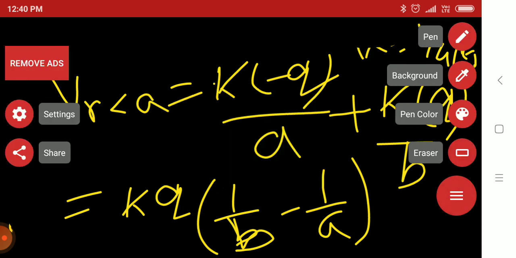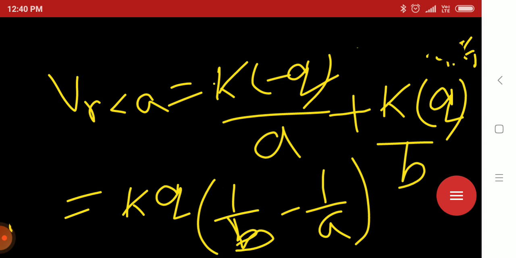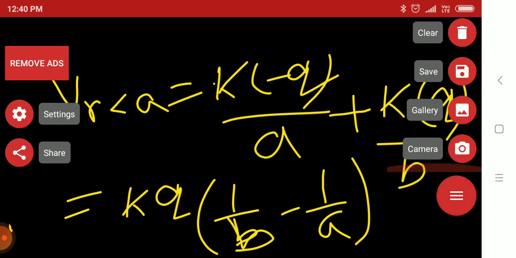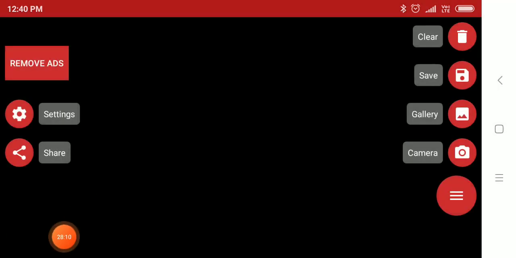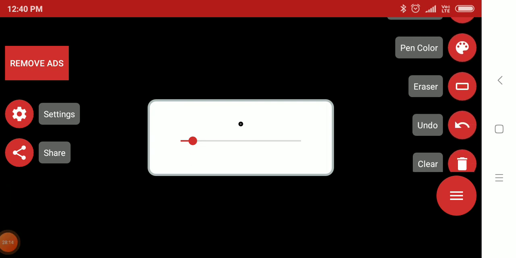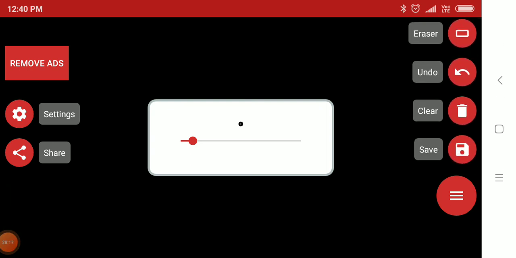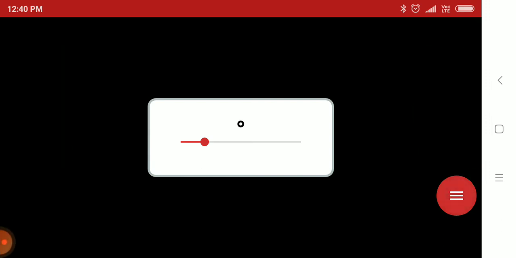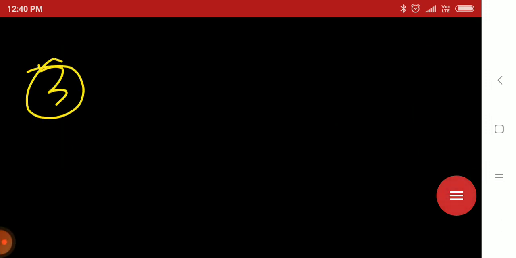So now let's move on to the third problem. In the third problem, we will do a magnetostatics question again. In this problem, we will do Ampere's law application. So let's start doing it.